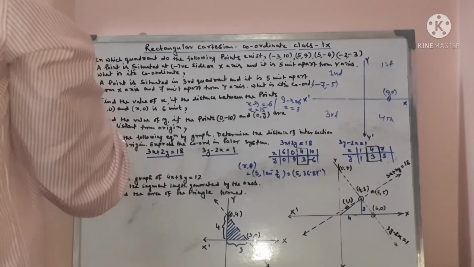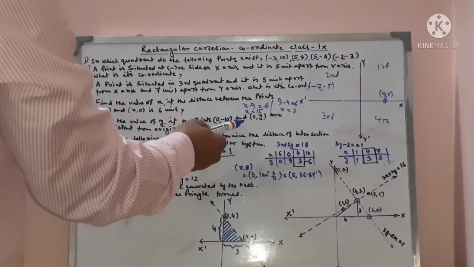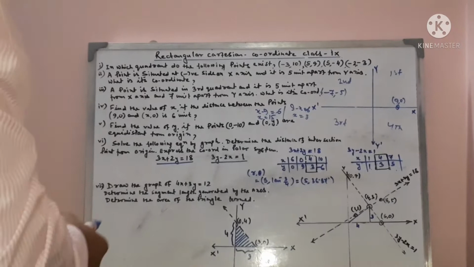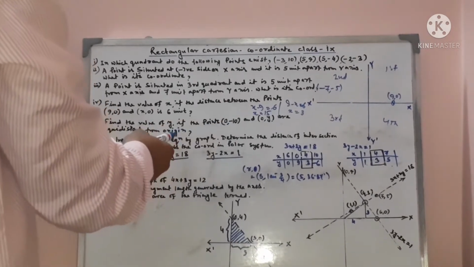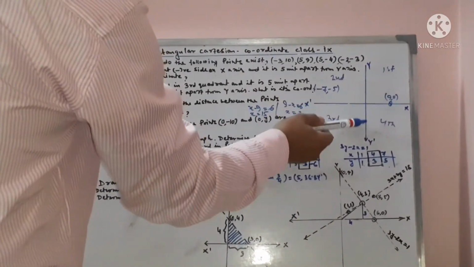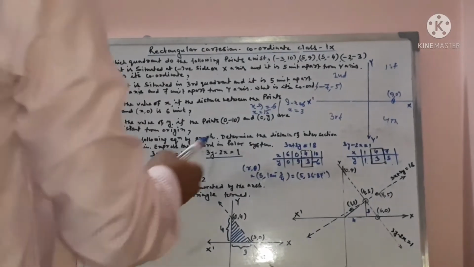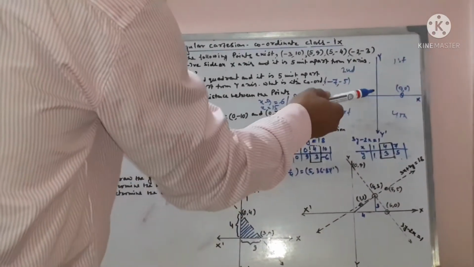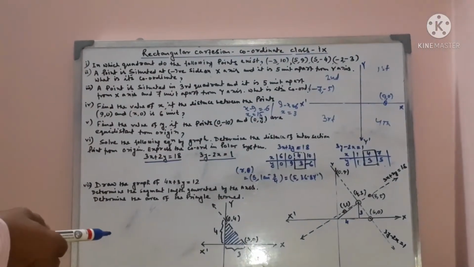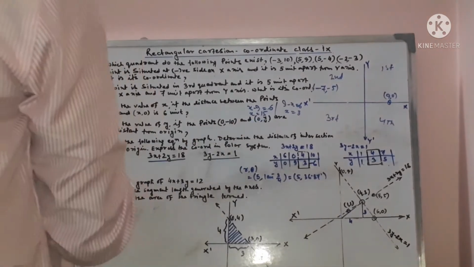Then fifth question is, find the value of y if the points (0, -10) and (0, y) are equidistant from the origin. Definitely the point (0, -10) is 10 units apart from the origin, towards the negative side of the y-axis, that is the bottom side of the origin. So definitely the value of y will be 10 units towards the positive side of the y-axis. So the value of y will be equal to 10.